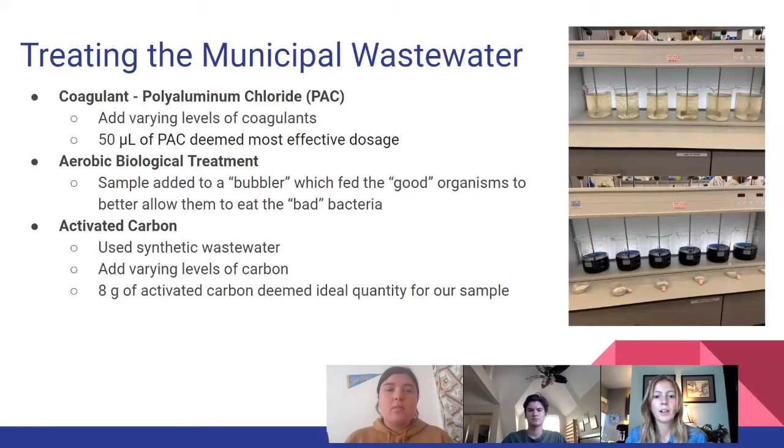For the aerobic biological treatment, we added our sample to a bubbler, which feeds the good organisms, again, to allow them to eat the bad bacteria. And finally, for the activated carbon, we used a synthetic wastewater sample, and we added varying levels of the carbon, and then used a spectrometer to determine the most effective dosage. And that was determined to be 8 grams of activated carbon because it had the lowest absorbance in the spectrometer and therefore was the ideal quantity.